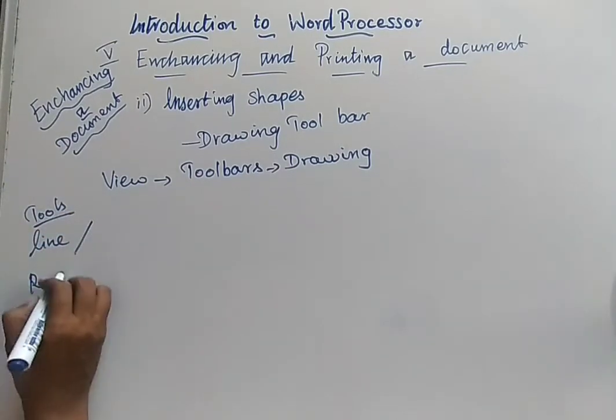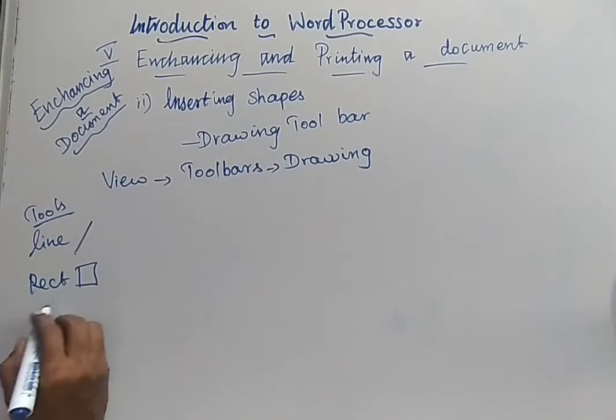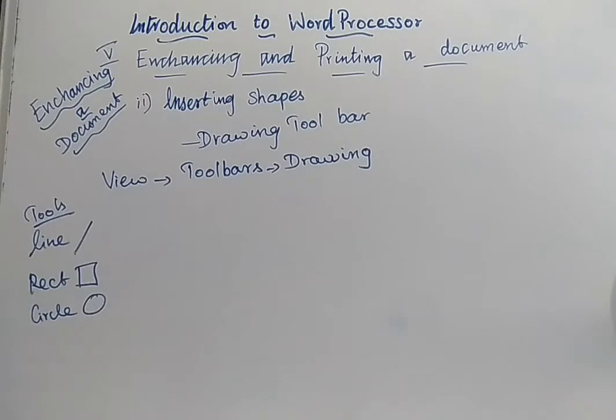Next you will be having rectangle. Next you will be having your circle. So like that few shapes you will be having. If you are willing to have a star symbol, if you are willing to type a text, each and everything is available in this toolbar.